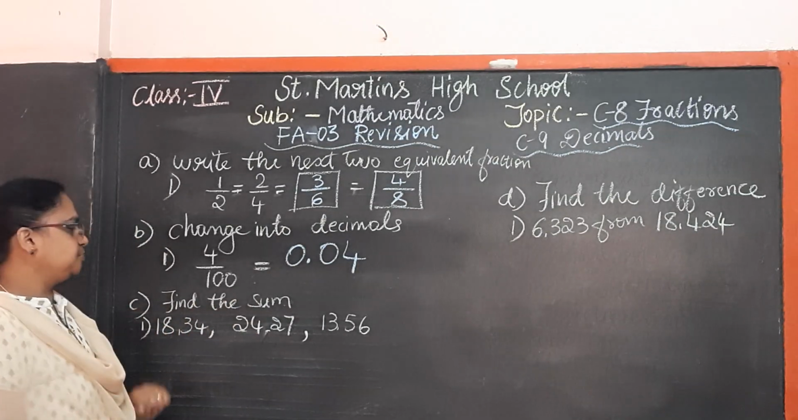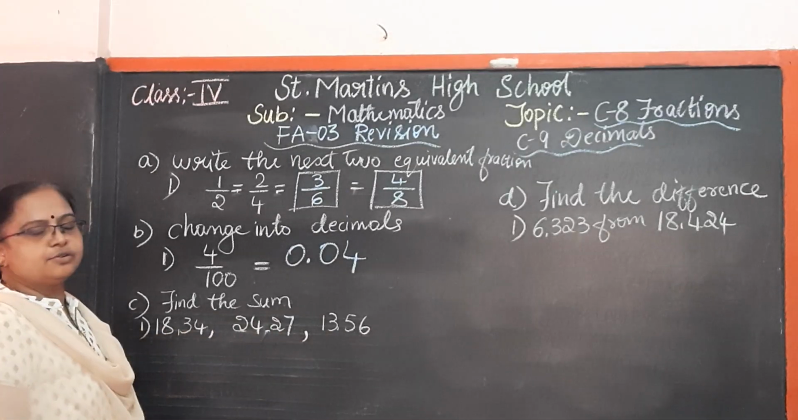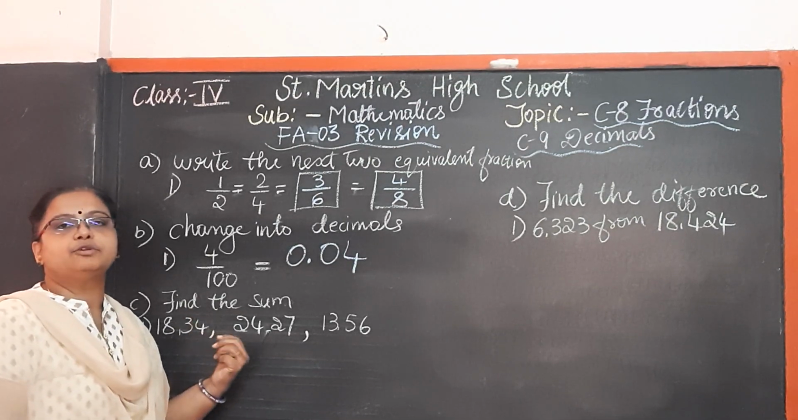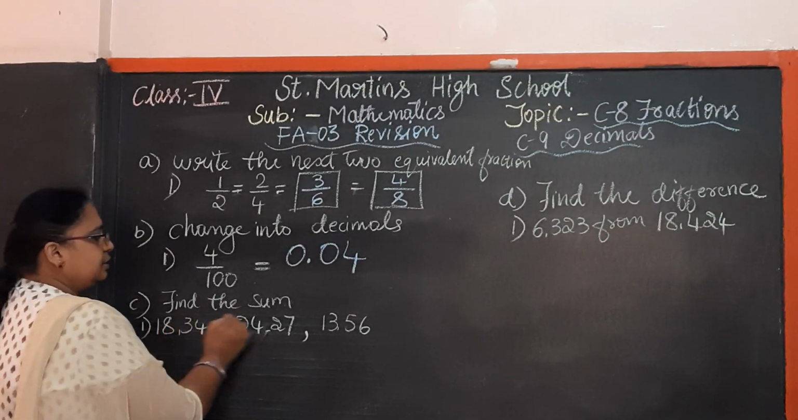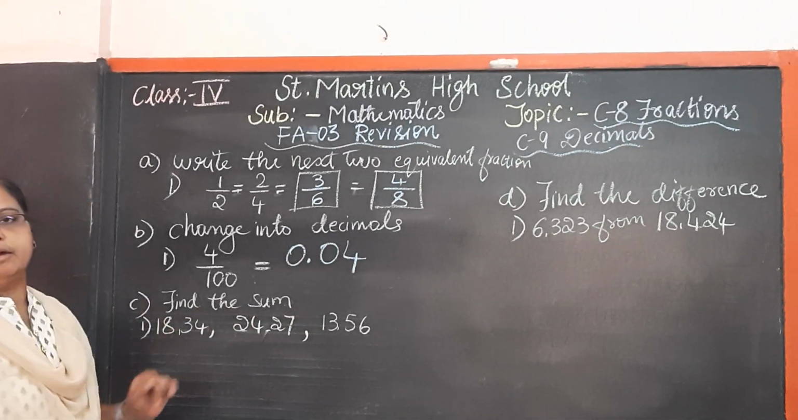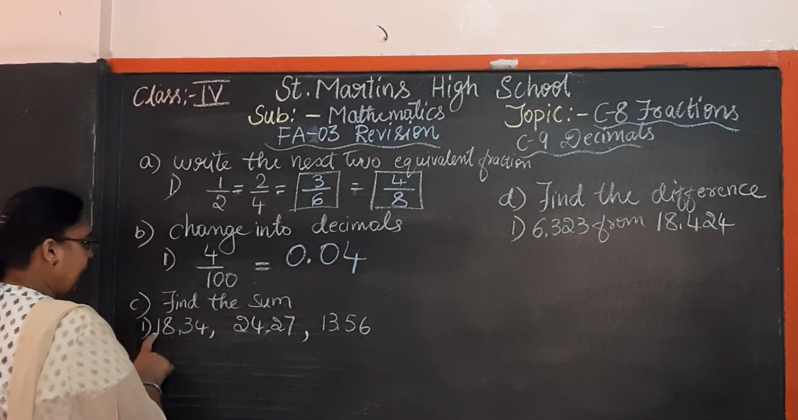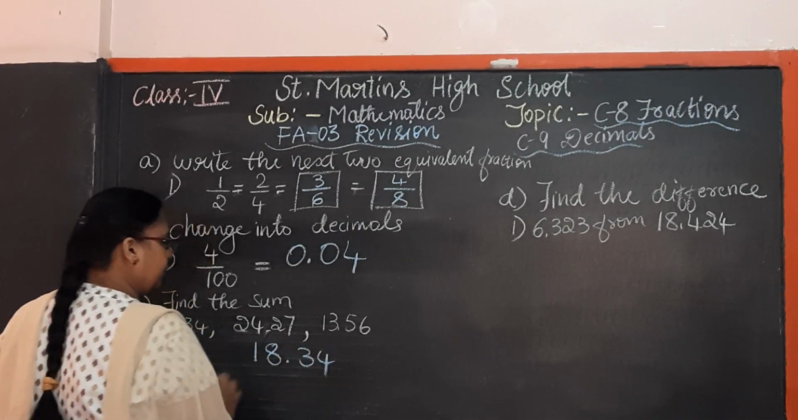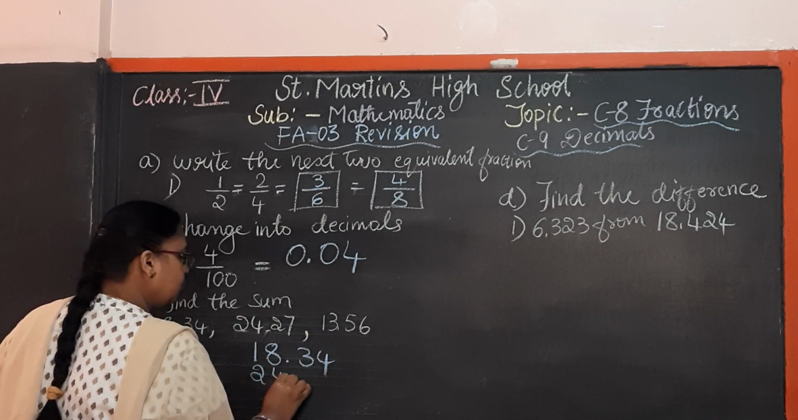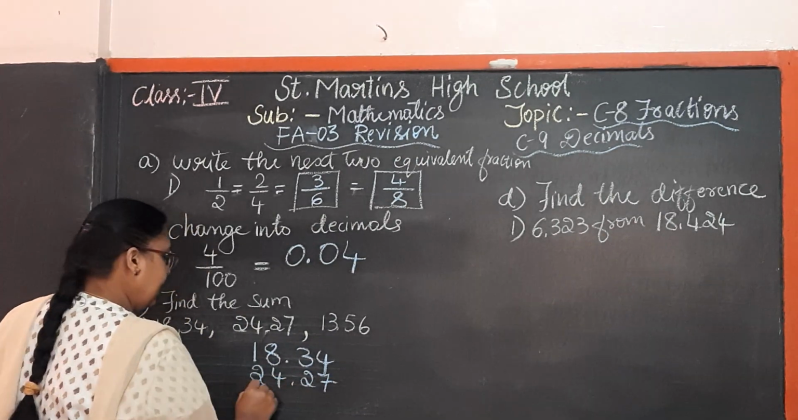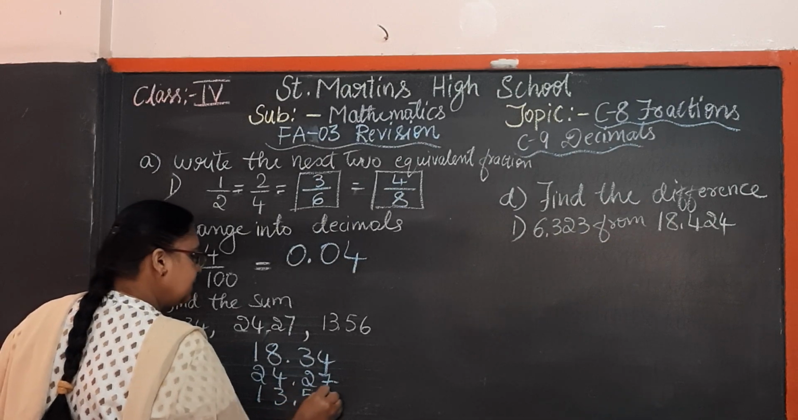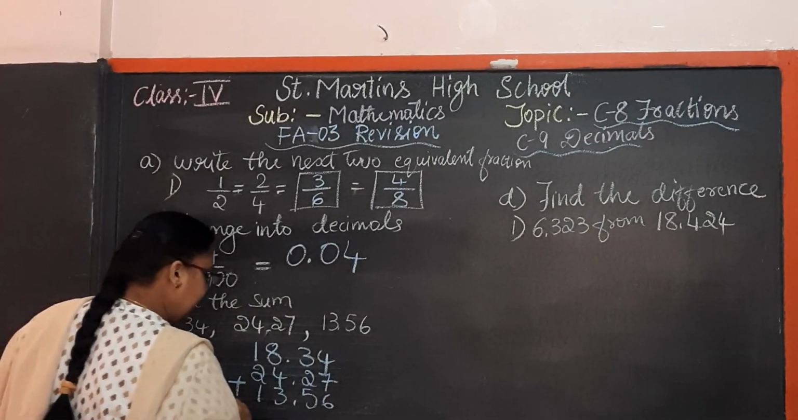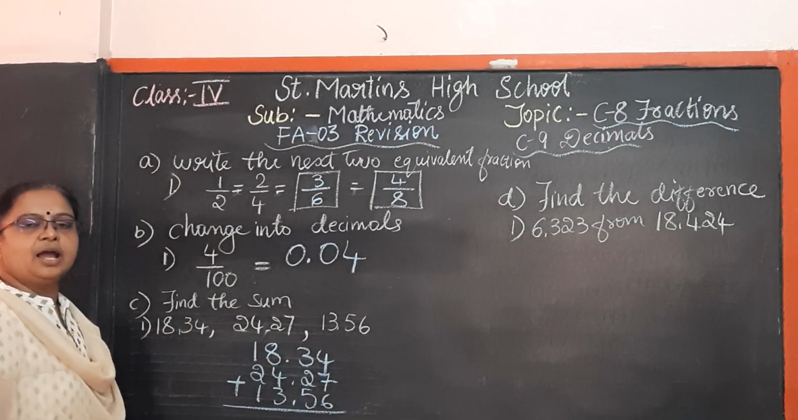Next, find the sum. Here we have three sets of numbers. What does find the sum mean? Should we add or subtract? We have to add this. These three numbers we have to arrange and add. Let us arrange the numbers, children. 18.34. Next, 24.27. Next, 13.56. They have asked us to add. Find the sum means we have to add. Write the plus sign and add, children.